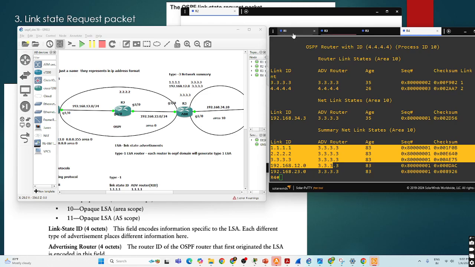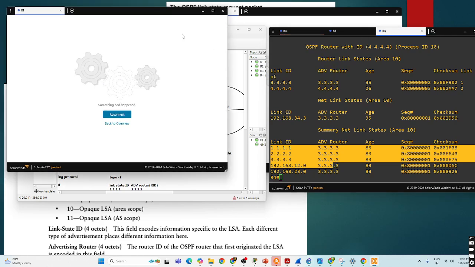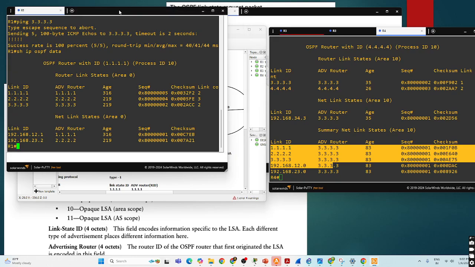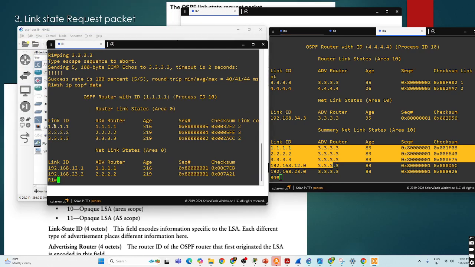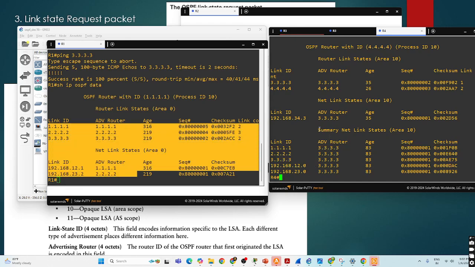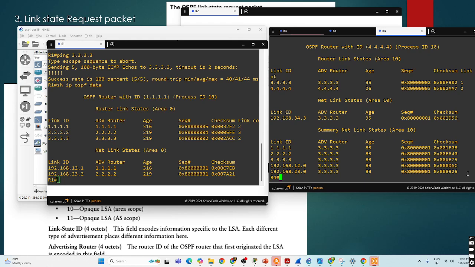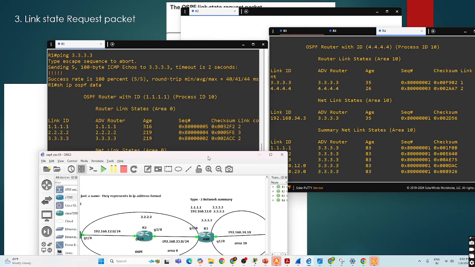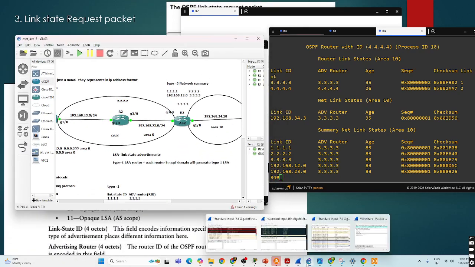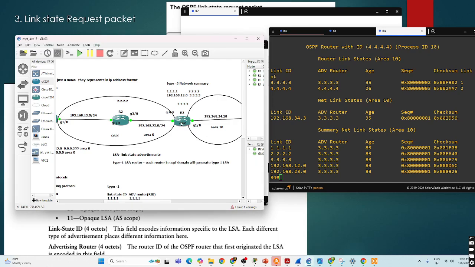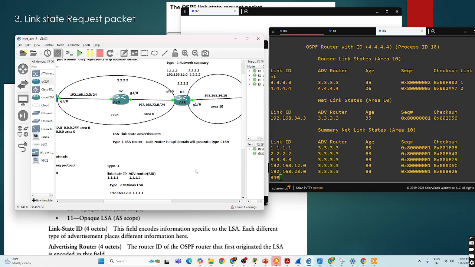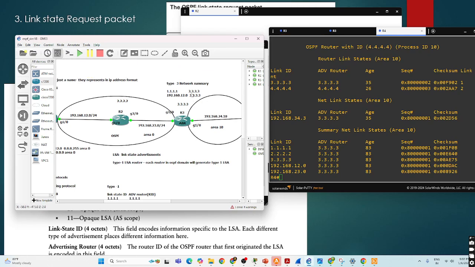This is R4, right? Let's take R1. Okay, this is R1. See, the type 1, type 2 LSAs you will see in summary LSA type 3. Yes or no, right? 1.1.1.1, 2.2.2.2, 3.3.3.3, the 12.0 network, the 23.0 network. So who will generate type 3 LSA? The ABR. So that's why we see the ABR router ID here.